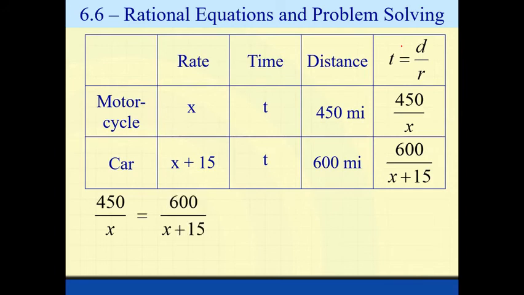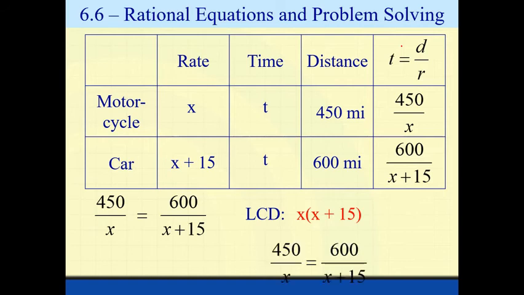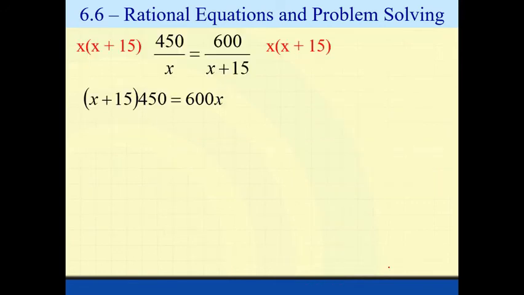What's going to be our LCD for this? That's right. Our LCD is going to be x plus 15. And again, we're looking at the same time, so we get to set these equal to each other. Notice that we get to cancel the x's out here. And over on this side, we get to cancel out the x plus 15. So we'll distribute the 450 through. See that? And we wind up with the equation looking like this.